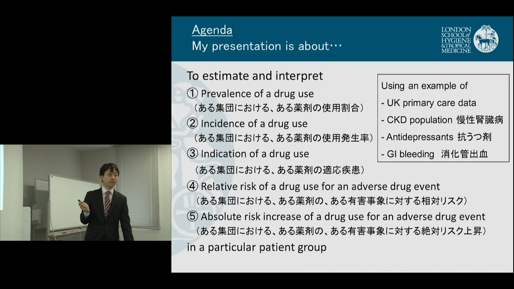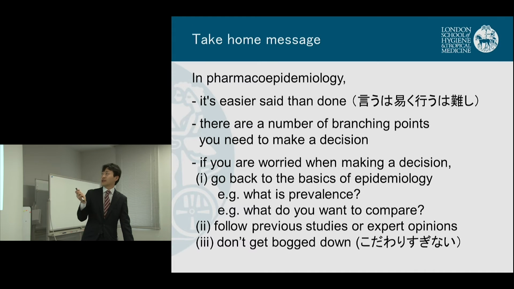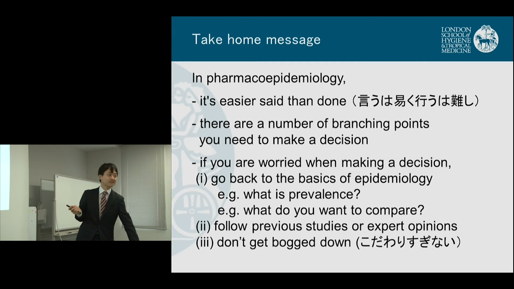So this is almost the end of my presentation. Take-home message: pharmacoepidemiology is fun, but it's maybe easier said than done. There are a number of branching points where you need to make a decision. If you are worried when making each decision, go back to the basics of epidemiology, like what is prevalence and what do you want to compare. Comparison may be the most important. And follow previous studies or expert opinions. And don't get bogged down or spend too much on small differences.